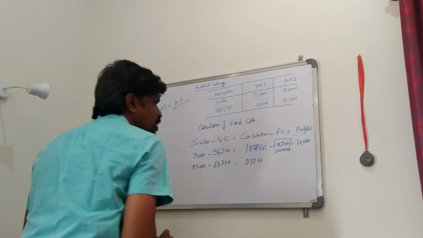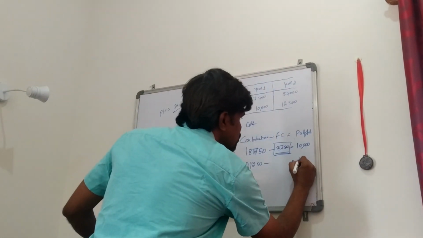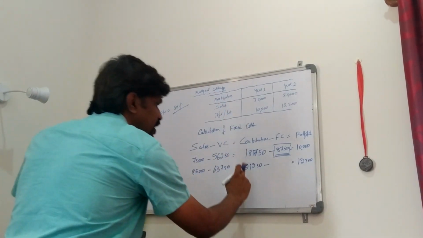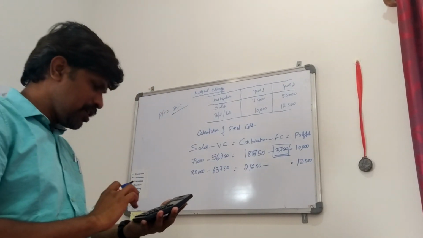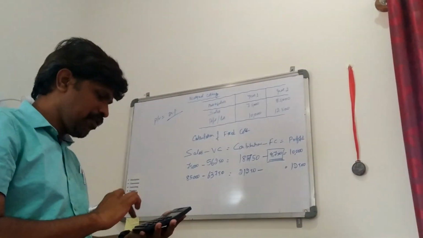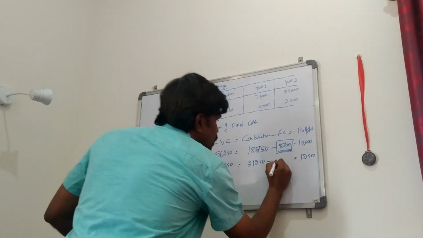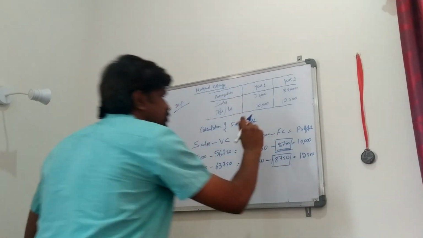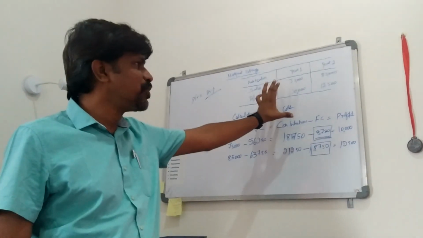So 21,250 minus 85,000, that is 63,750, is the variable cost, minus fixed cost. We know the profit, that is 12,500. To find out the fixed cost, we have to deduct 12,500 from 21,250. 21,250 minus 12,500, again 8,750 is the fixed cost. This way we can calculate the fixed cost of two years.